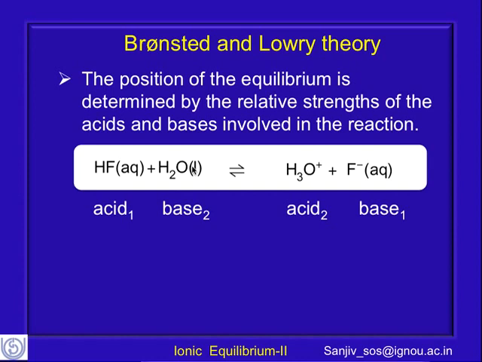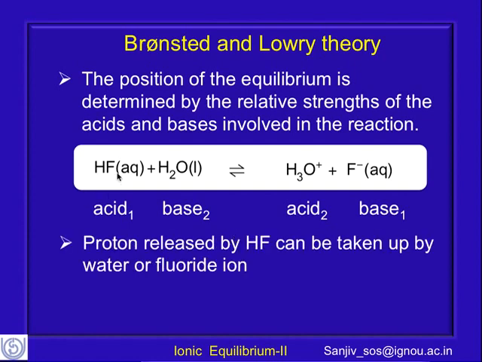Now, I erase my question again. My question was, in such a situation, where would the equilibrium be? We can decide that by looking at the relative strengths. In this case, let's start from here. This HF is an acid which is going to lose a proton. It has a tendency to lose the proton.